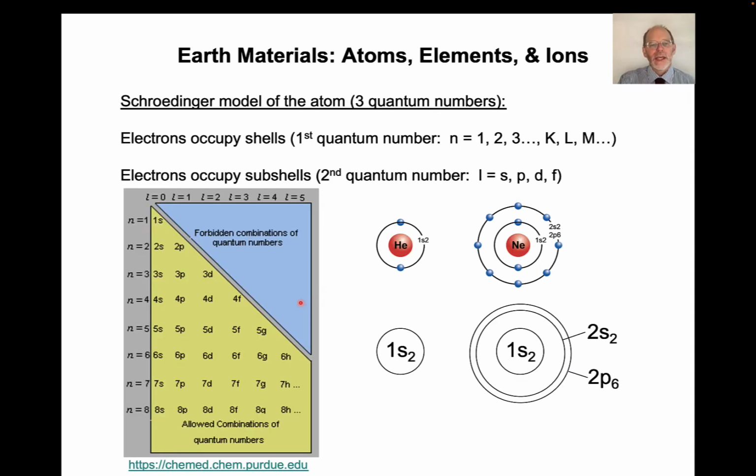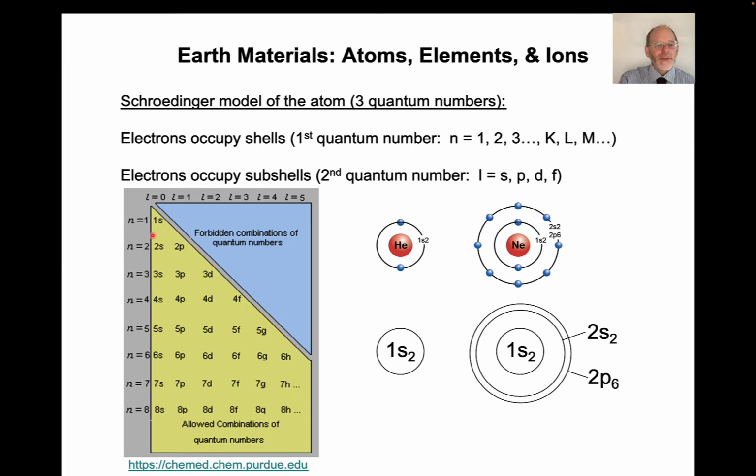So the concept is that electrons occupy shells. These correspond to the first quantum number, n equals 1, 2, 3, and so on. The other component that we need to discuss is the concept of a subshell. The subshell is the second quantum number. These are particular types of orbitals. So this second quantum number, the subshells are referred to as s, p, d, and f. So we might talk about the 1s subshell. For shell 2, there are two subshells. There's the 2s subshell, which has 2 electrons, and the 2p subshell that has 6 electrons.